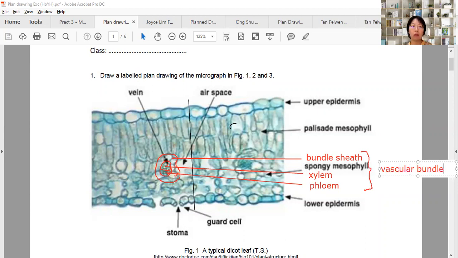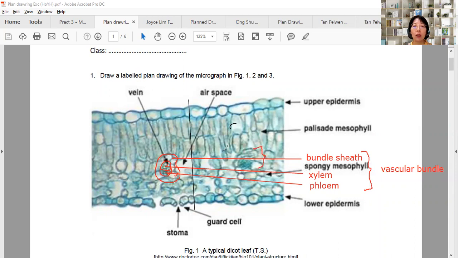So this is what quite a lot of students didn't put when you draw your diagram for the stem and the roots. So in the stem, remember there are a lot of vascular bundles. You're supposed to draw one and label. So quite a number of students didn't label the vascular bundle. So don't forget to label the vascular bundle. So you can label it this way instead of putting a bracket here and trying to label it.